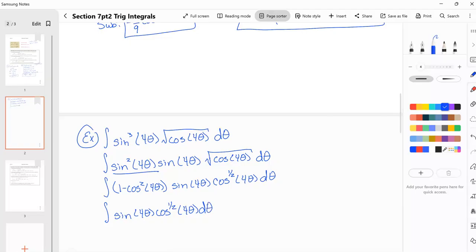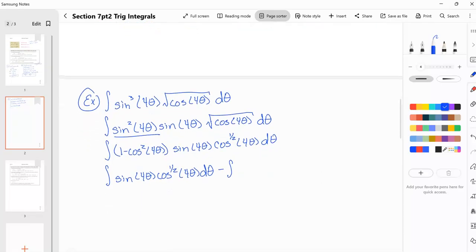And if I distribute here, minus, I'm doing 2 steps in one, distributing and rewriting as 2 separate integrals. This is going to be cosine, and I have these two that I'm combining, so that's going to be a total of 5/2 of 4 theta times sine of 4 theta d theta.